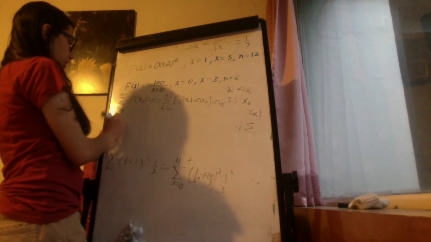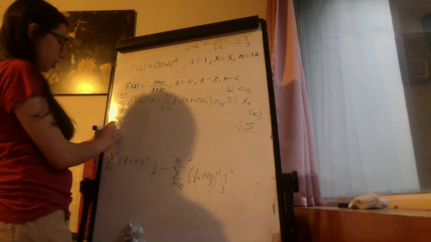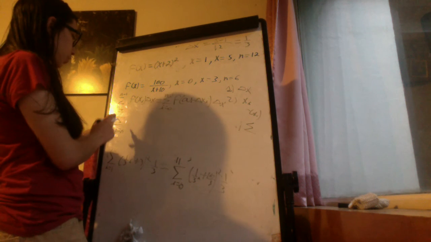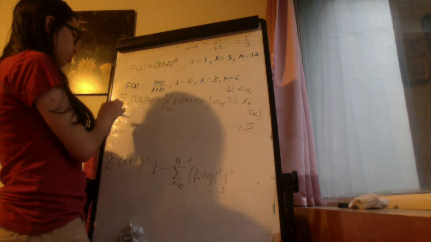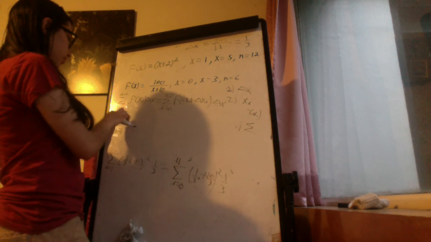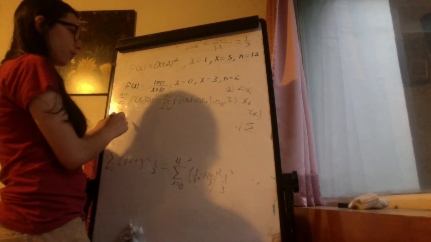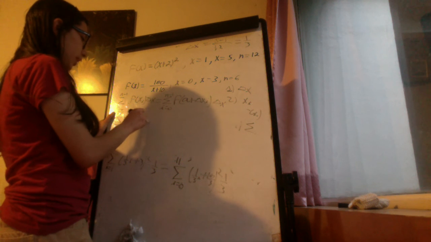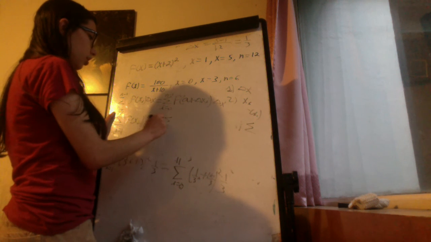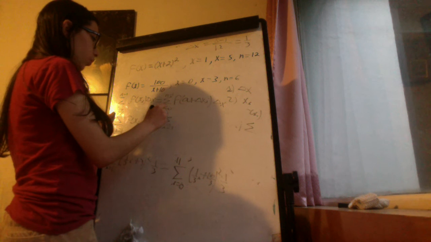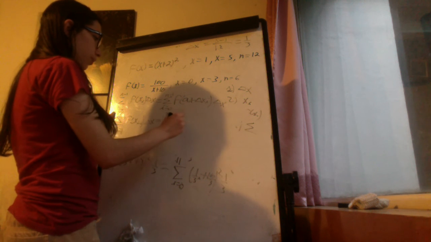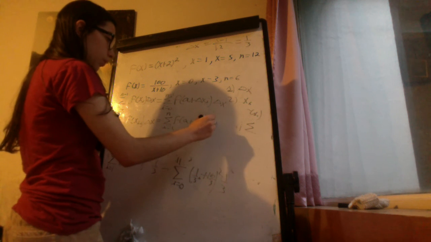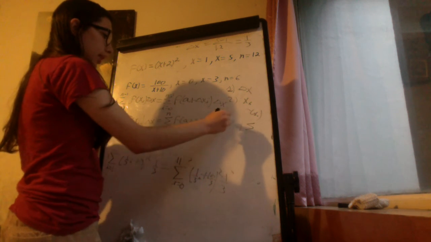The other way in sigma notation is summation from i equals 1 to n of f of x sub i minus 1 delta x. This is the same as summation from i equals 1 to n of f of a plus delta x times i minus 1, times delta x.